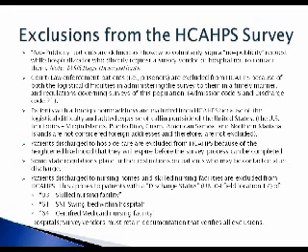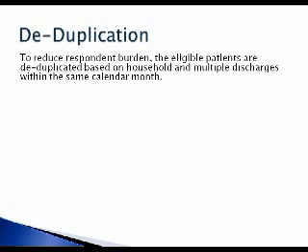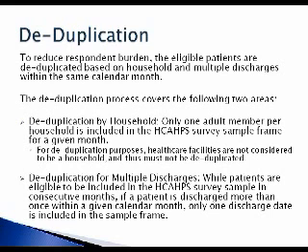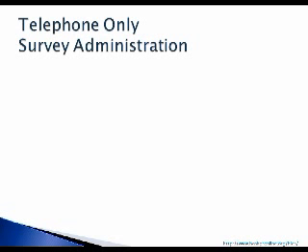You have state regulations, and then you have patients discharged to nursing homes. Some of this we've talked about extensively, and then we have the deduplication process. So to reduce respondent burden, the eligible patients are deduplicated based on household and multiple discharges within the same calendar month. And then here it lists the deduplication process.